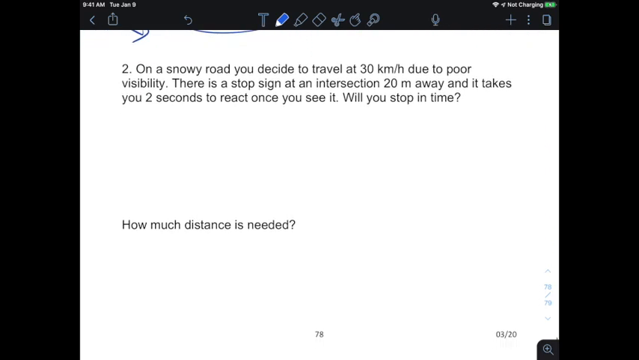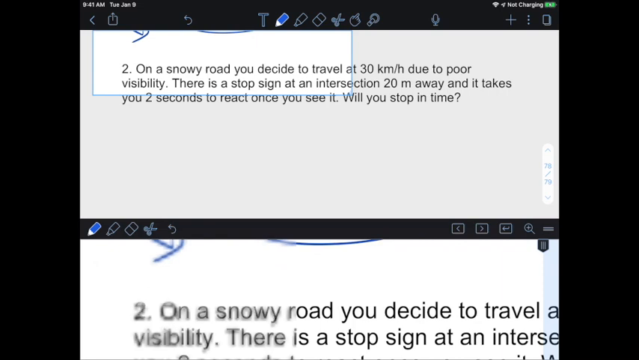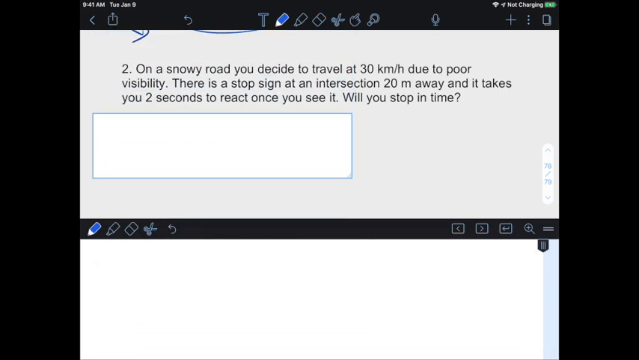You're on a snowy road and you decide to travel at 30 kilometers per hour due to poor visibility. There is a stop sign at an intersection 20 meters away and it takes you 2 seconds to react once you see it. Will you stop in time? And this is another example where a visual obstruction could increase your reaction time because you can't see during that visual interruption, like low visibility. So will you stop in time?